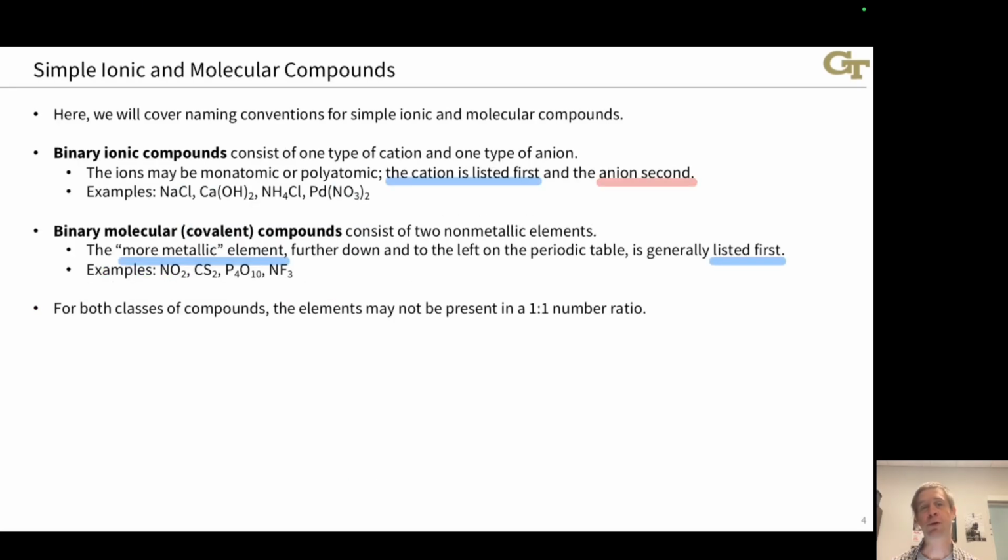In this video, we're going to focus on two general classes of compounds and the conventions for naming them. Binary ionic compounds consist of one type of cation and one type of anion, not necessarily in a one-to-one number ratio.